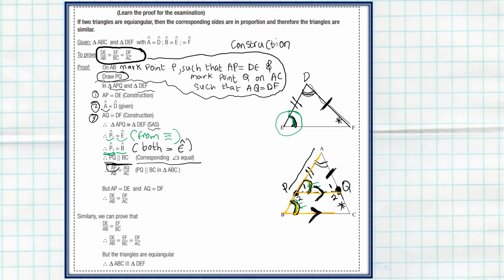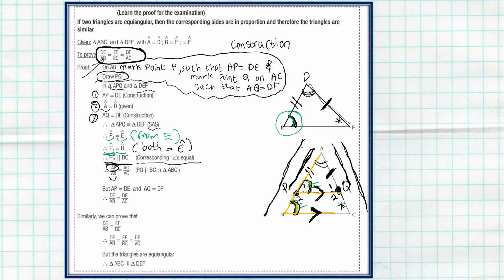AP over AB. Why are we choosing AB? Because we know that there is AB in the thing that we want to prove there, right? That's why we will use this corollary to say AP over AB. We are choosing AB instead of PB, because PB won't help us, as it's not in what we had to prove. So AP over AB is equal to what? AQ over AC.